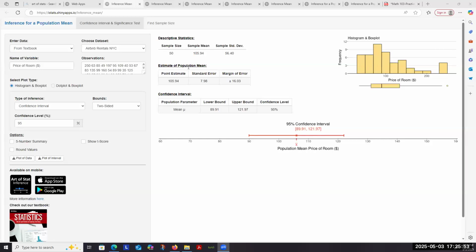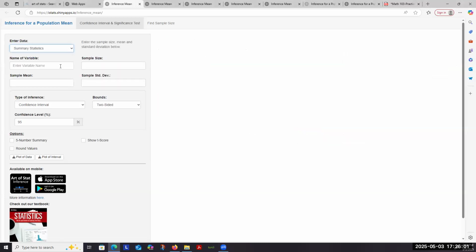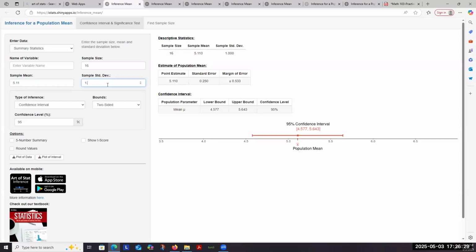Now for this one, we don't have the raw numbers, so we have to go to the short version. So we go to the summary statistics. This is summary, so we need a sample size. The sample size was 16. Then we need a sample mean of 5.11, and then a sample standard deviation, 1.15.